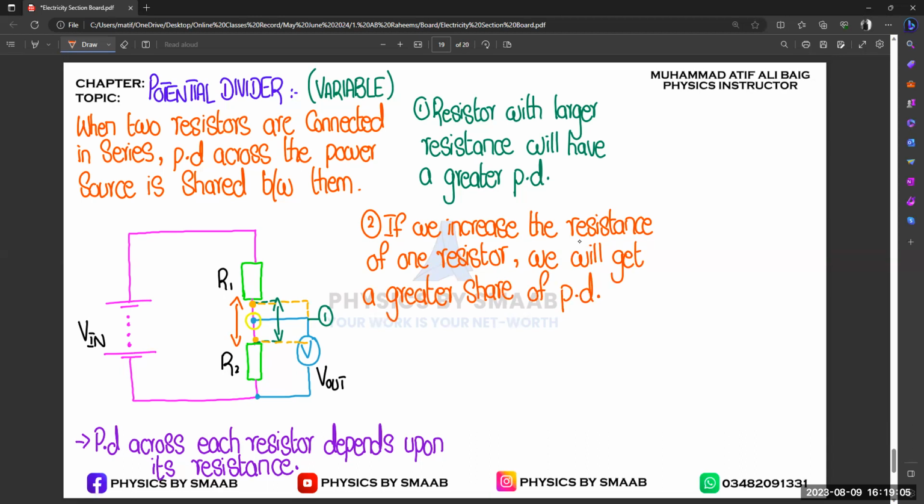So any confusion till now in this topic? No, no. Okay. Now let's move towards the other points related to the potential divider. In our daily life, I will show you a component that we actually use in our labs, or we can say as the application of potential divider, right?